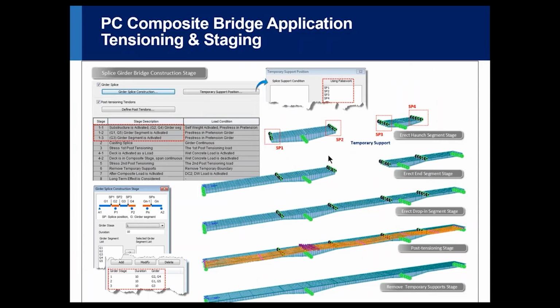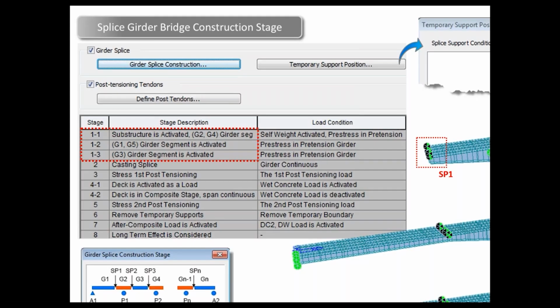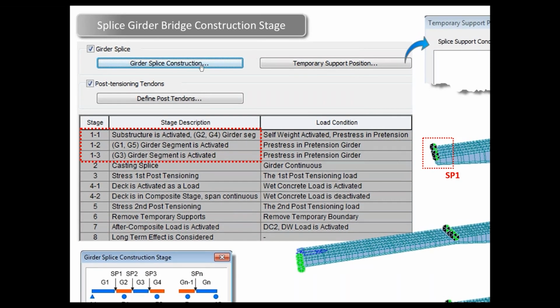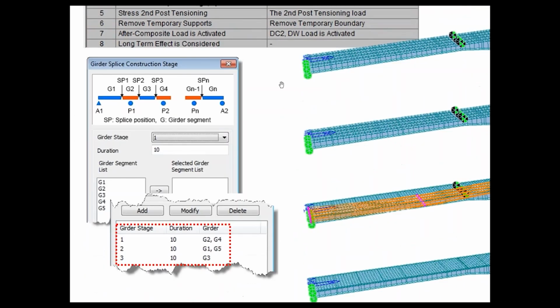And also in terms of staging, this is a screenshot for a spliced girder construction stage example. So basically the wizard will have a certain format set up already, but you could always customize the girder splice construction or details about the post tensioning, like which one will be the second post tension or the first post tension. Those types of information can either be taken care of by the wizard using the most conventional approach, or you can actually control them so that you can reflect all the details you need for your individual projects.